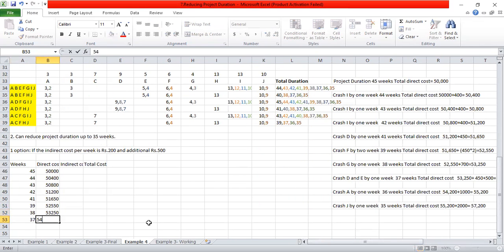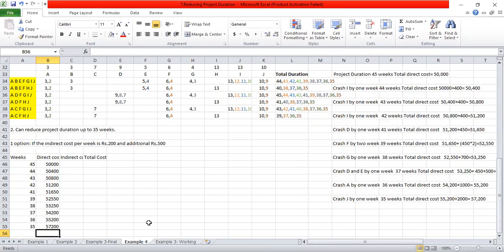44,200. For the 36th week, 55,200. For the 35th week, 57,200, right? So under option 1, they are telling that the indirect cost per week is 200.